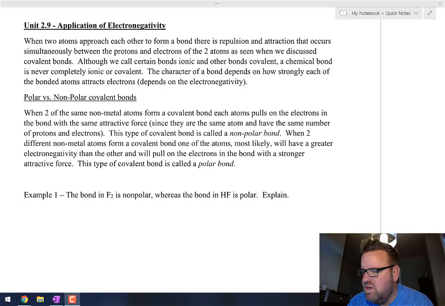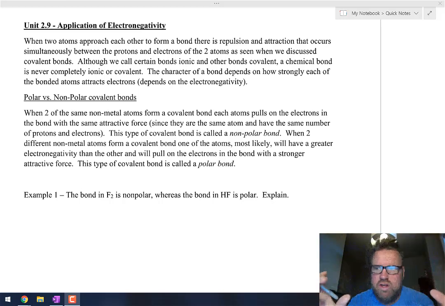Alright, so in our previous video we talked about what electronegativity is, how it changes as you go across the periodic table and as you go down the periodic table. And now we're going to talk about how we apply that in chemistry, okay? So we know that fluorine is the most electronegative element.